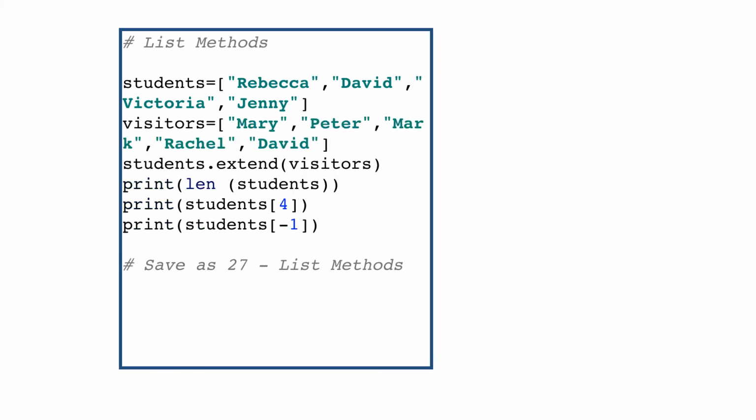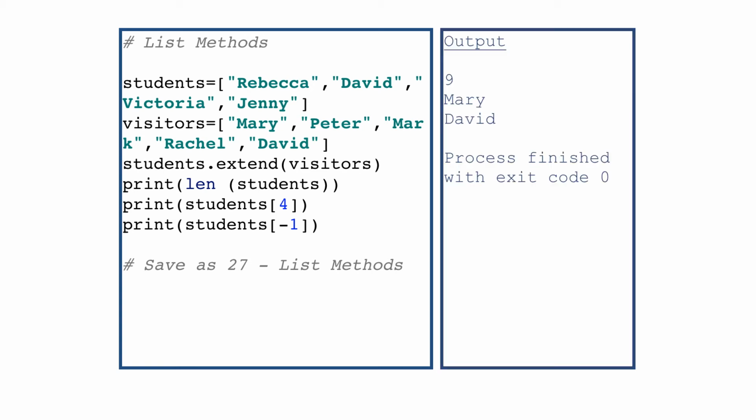Right, lists also have a few methods which can be used to locate data in them. Copy this code here into Python. This students is all one line by the way, as is the visitors. And then run it, see what happens. And then press play again. Pause now.